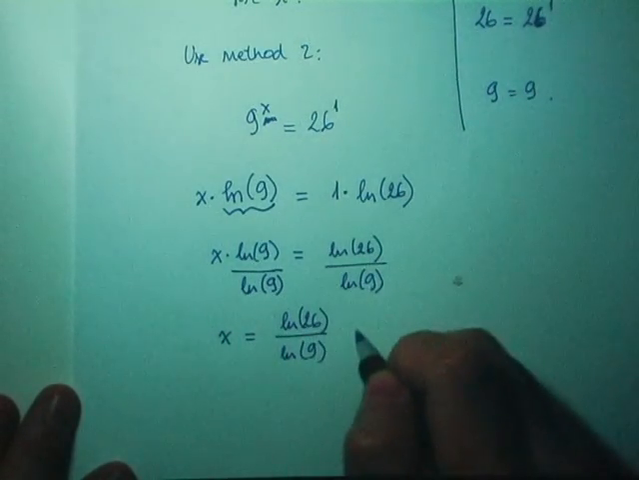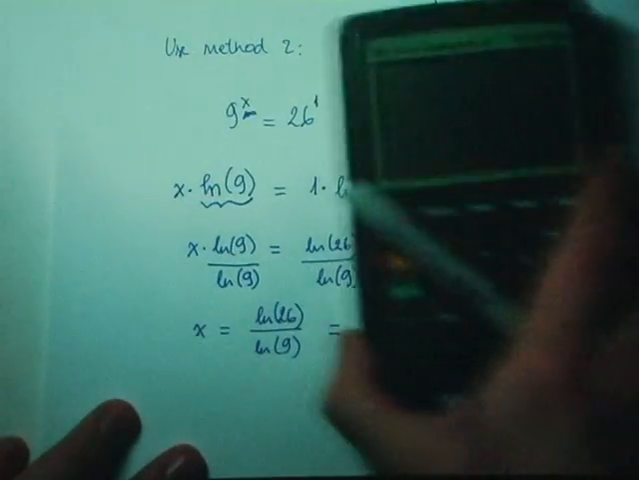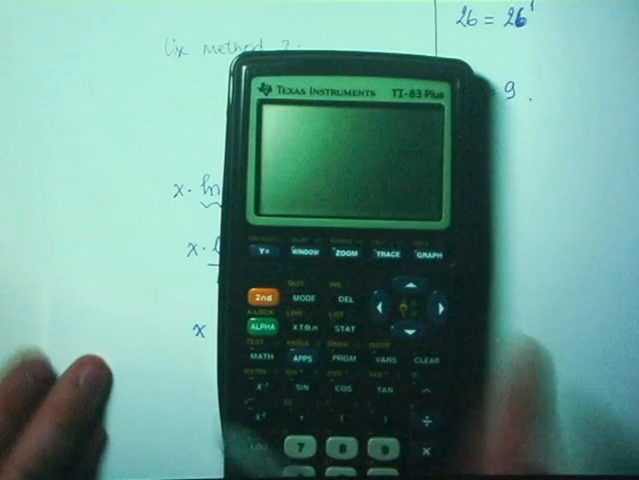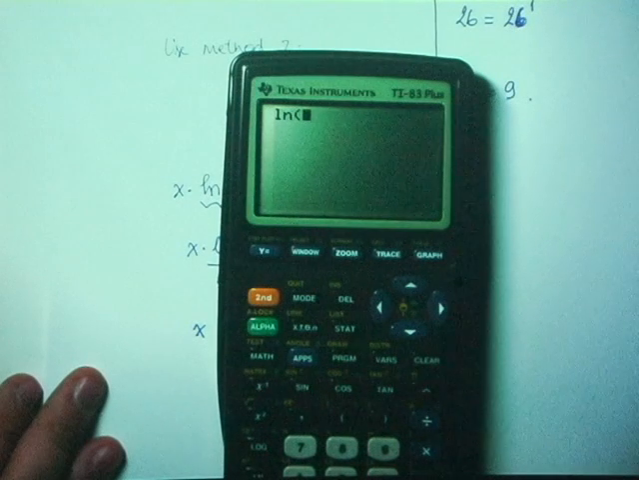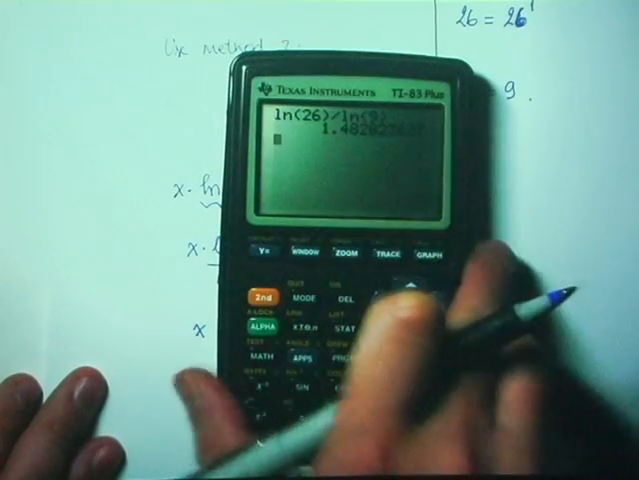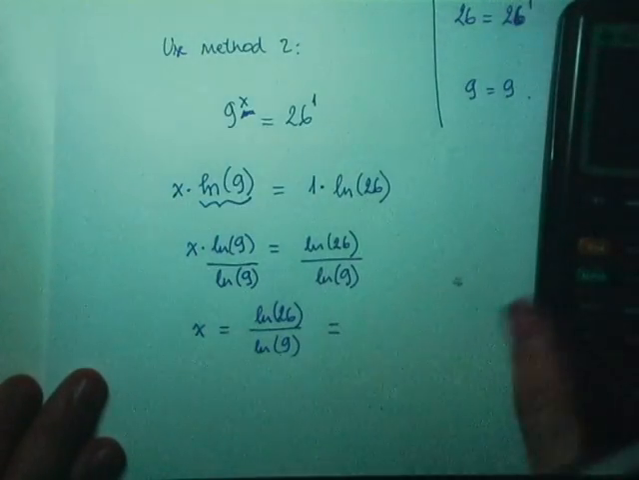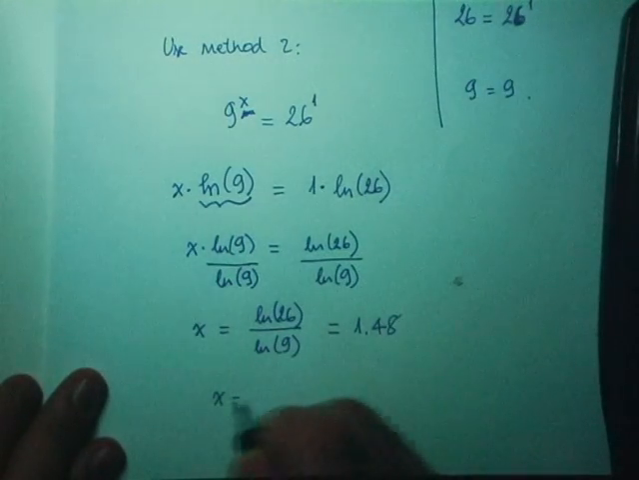Okay? And so how can I find the real final answer? Of course, please do not expect that the answer has to look like a whole number or something like that. It doesn't have to be a nice looking number. So I'm doing natural log of 26, and I'm dividing that by natural log of 9. All that expression gives me 1.48 and so on. Rounding that to 2 decimal places, that would be 1.48. So my final answer would be x equals 1.48.